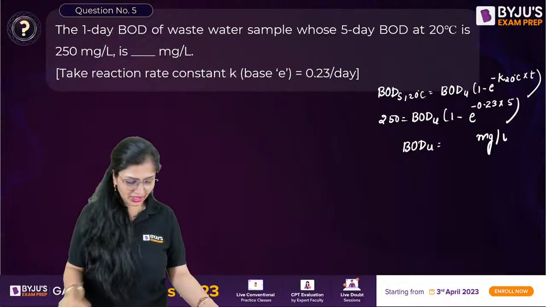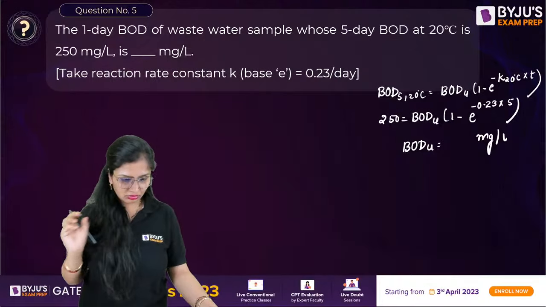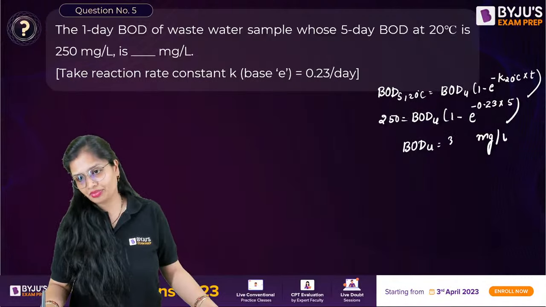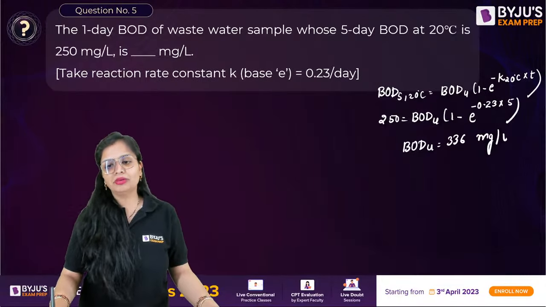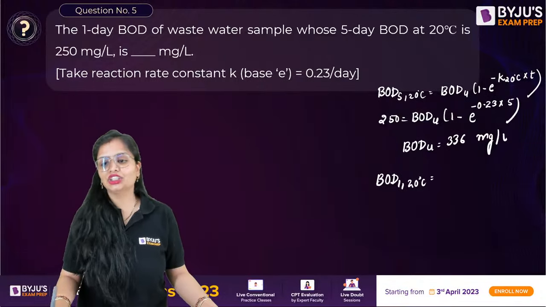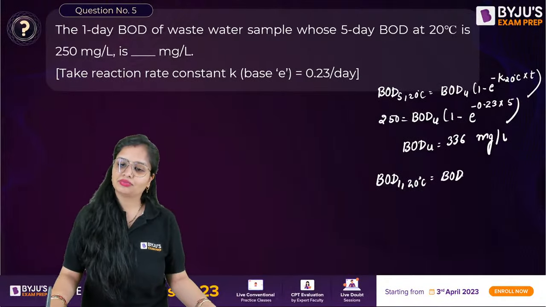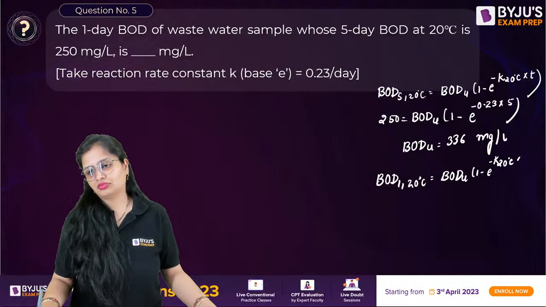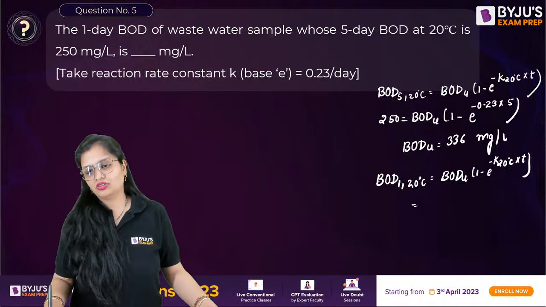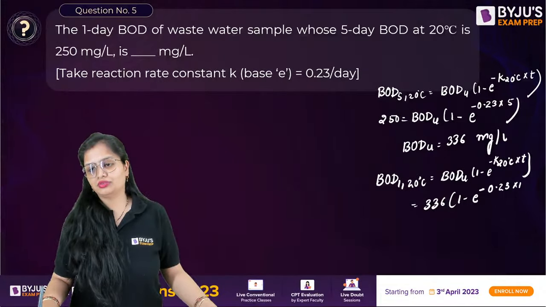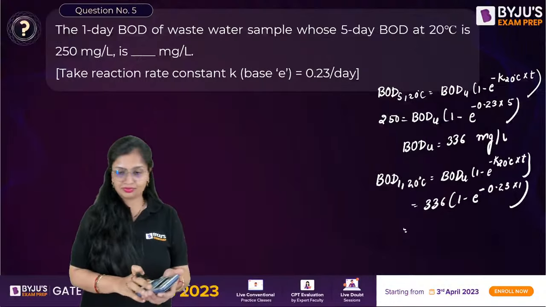How much is BOD ultimate coming? 336. Okay. 336. This is the BOD ultimate. Now we have to calculate BOD for 1 day at 20 degrees Celsius, which will be 336 times (1 minus e to the power minus 2.3 into 1). Come on.